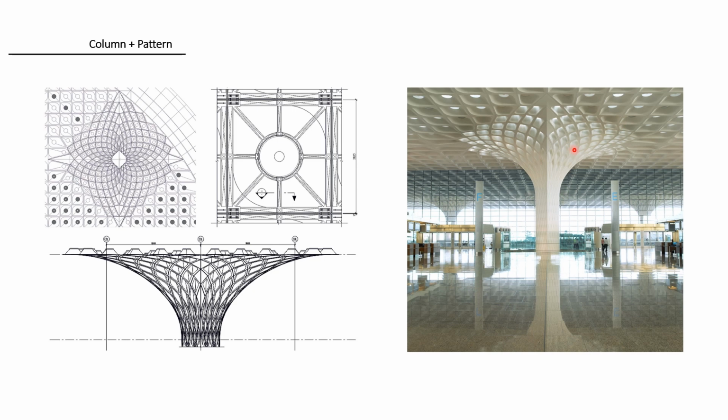The pattern on the column and ceiling is inspired by the peacock feather, and it is basically a diagrid where each cell is offset and two opposite corners are smoothed out, and within the center of each cell there is a circular lens that is pushed upward to pass light into the building.